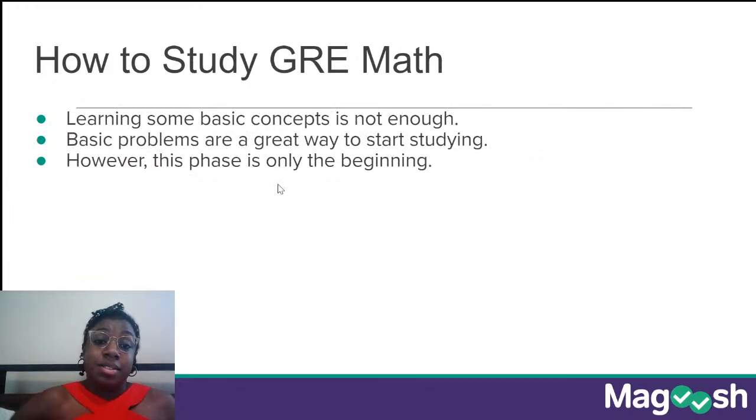Many students learn some basic concepts and formulas and feel like they have mastered GRE Math. However, as soon as they attempt to complete a random set of questions, they break down, not knowing exactly what kind of problem they are dealing with. Basic problems like those found in Manhattan GRE Math books are a great way to start studying. You can build on the basics in one chapter and solve problems of easy to medium difficulty. This phase, however, is just the beginning.